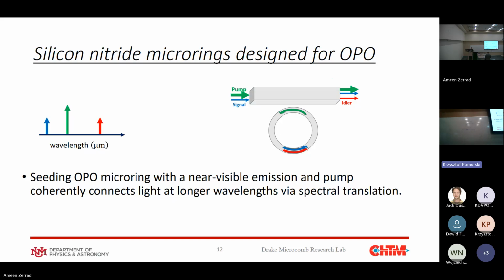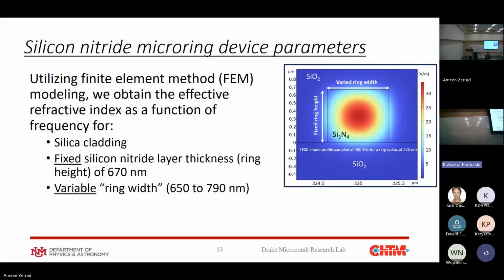Okay, this is great. So, how do we settle on our parameters? Well, we utilize finite element modeling, or FEM, simulations. From the FEM simulations, we obtain a refractive index as a function of frequency for silica-cladded devices with a fixed silicon nitride layer thickness, or height, of 670 nanometers. And why fix the thickness? The reason is the way we get all our devices on what we call a chiplet, which is like a little microchip. So you have a bunch of microresonators on this chip.